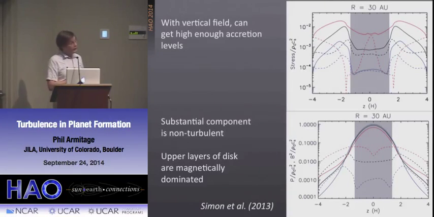Okay, so with enough vertical field, you can get these high enough accretion rates, and that's what's just shown here. Here's stress as a function of height on this upper panel for different values of these vertical field parameters. So blue is this lowest vertical field, red is the highest one. But an interesting property is that a substantial component of the stress in those calculations is actually non-turbulent. Okay, so it's quite different from what we see in ideal MHD. And the upper layers of the disk end up being magnetically dominated. So the magnetic field is the strongest pressure in the upper parts.